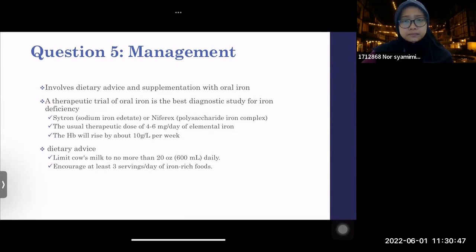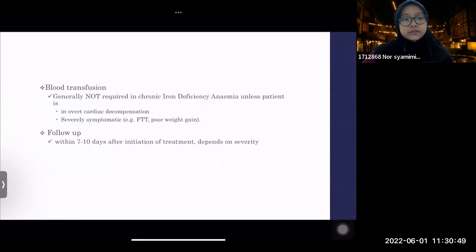Okay, next. How about blood transfusion? This is not required in this patient unless the patient already has overt cardiac decompensation, for example, heart failure, or the patient is severely symptomatic, already has failure to thrive or poor weight gain.